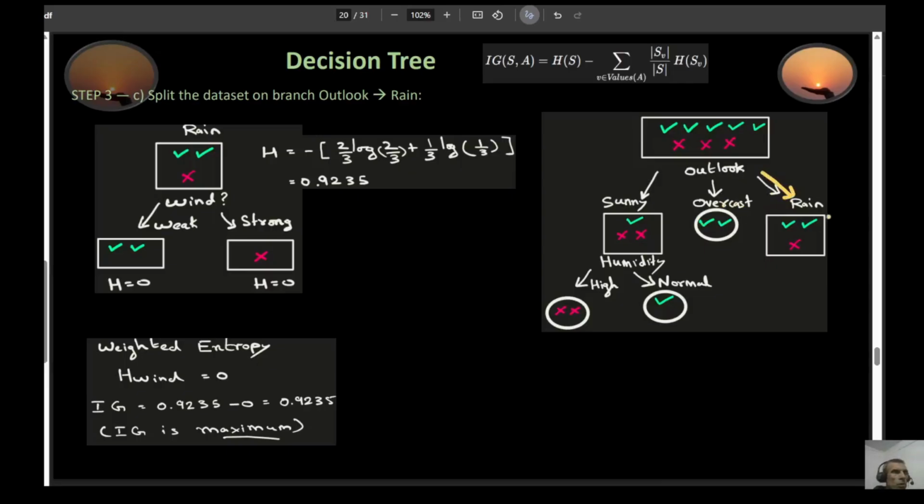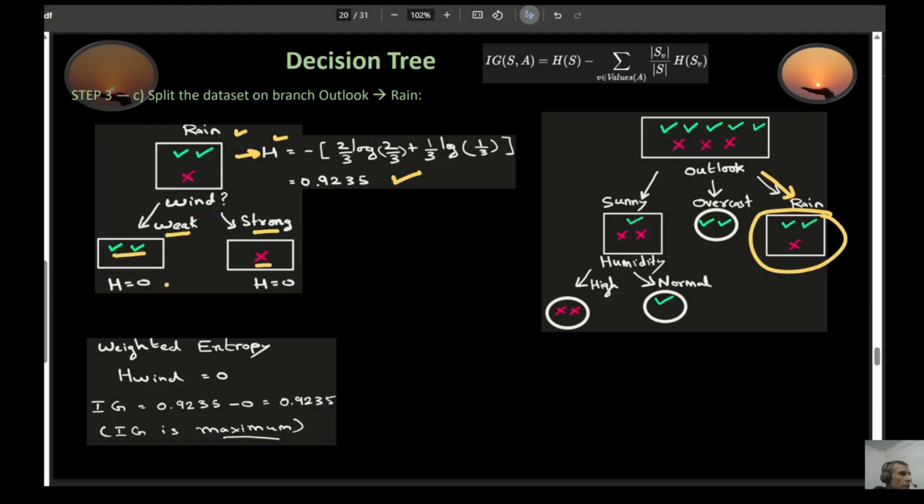Okay, so let's focus on this one now. So here I have rain. Now calculate your entropy for your rain. In this case, I calculate the entropy for this set, and the answer comes out to be 0.9235. Now I'm asking for the wind now. I'm saying, what is the wind? Is it weak or is it strong? I'm using the wind as a feature. In this case, both of them are yays for weak, and for strong, only one is nay.